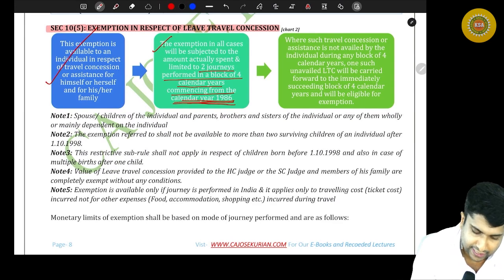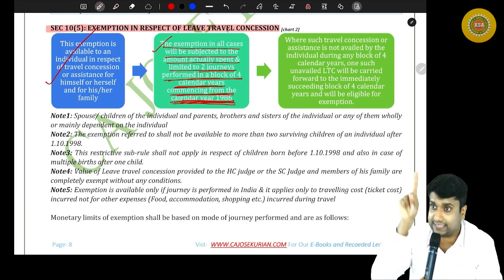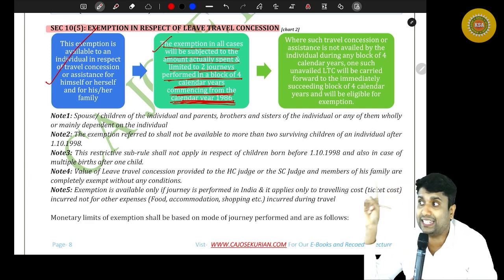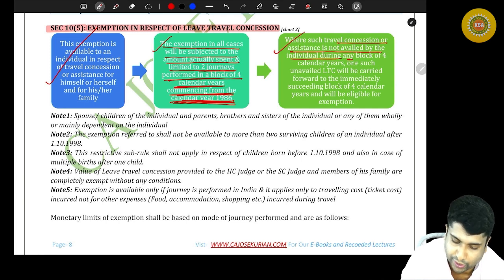Okay. So read this. Exemption in all cases will be subjected to the amount actually spent and limited to 2 journeys performed in a block of 4 calendar years commencing from the calendar year 1986. So the block is not financial year, it is calendar year. Now friends, listen. Where such travel concession or assistance is not availed by individual during any block of 4 calendar years, one such unavailed leave travel concession will be carried forward to the immediately succeeding block of 4 calendar years and will be eligible for exemption.